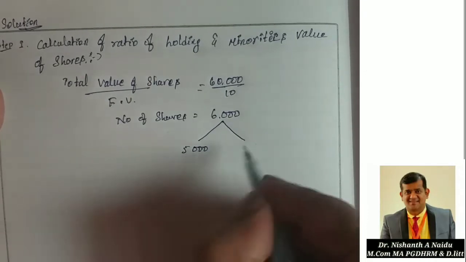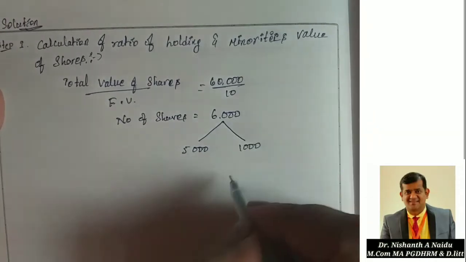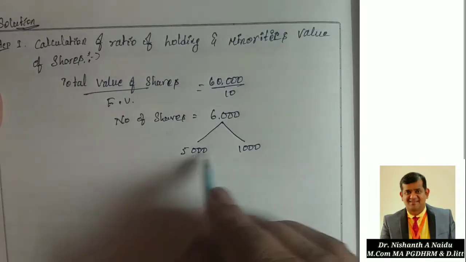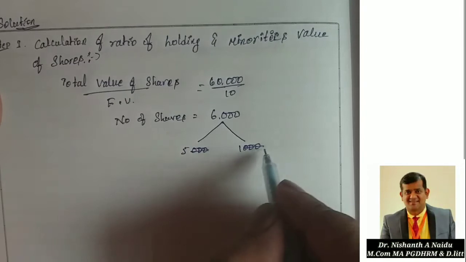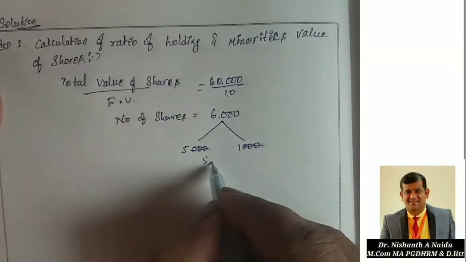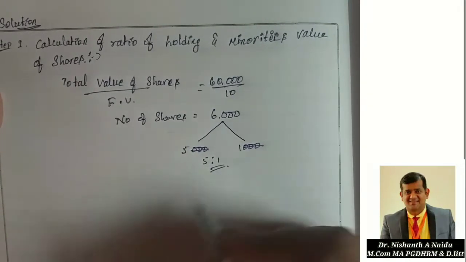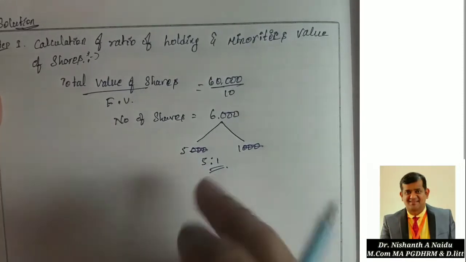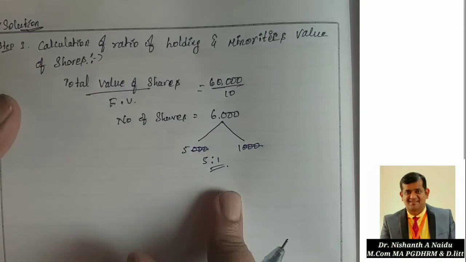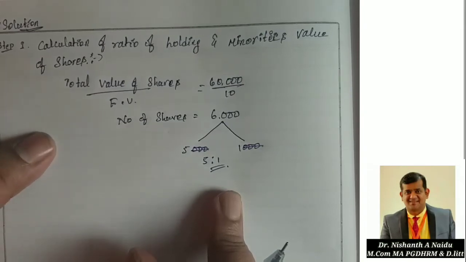5,000 shares. So external parties, that is minorities, 1,000. So what is common here? 1,000 is common, I have cancelled it. So therefore, I got the ratio of 5:1. Clear?